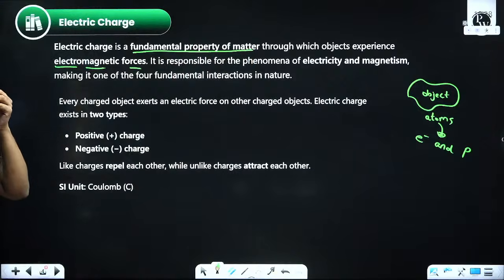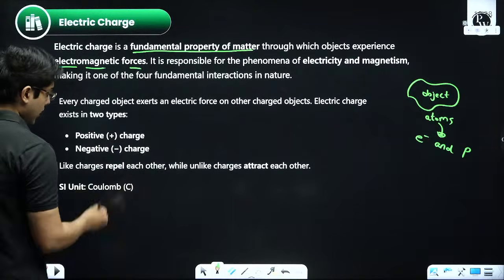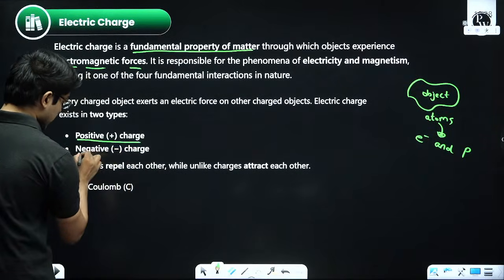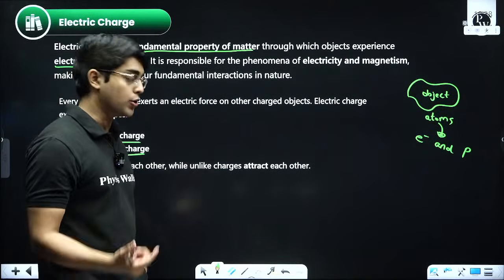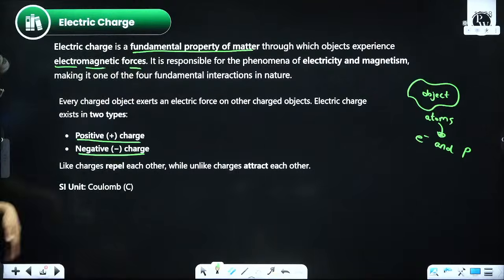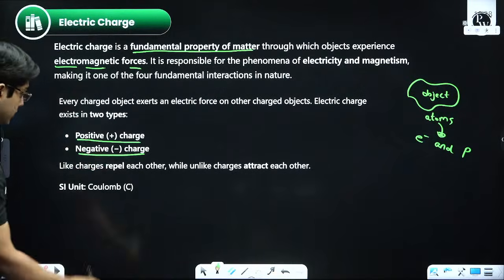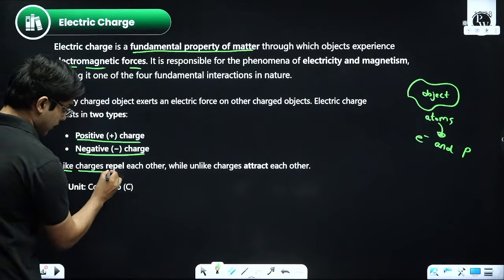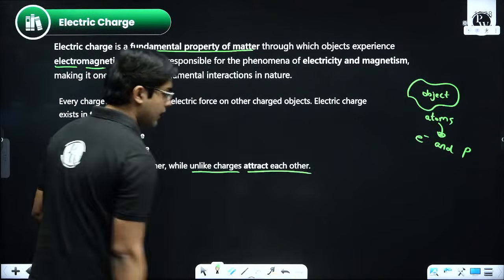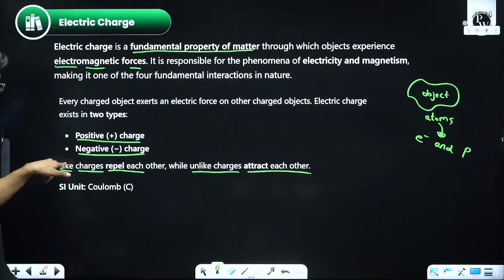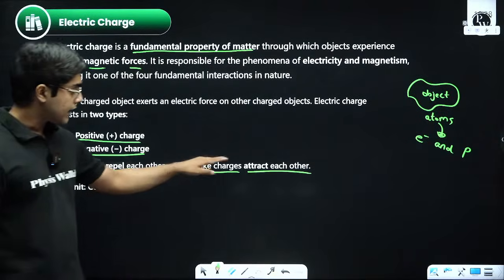And there are essentially two types of charge. If we say an object is charged, it can either be positively charged or negatively charged. The other is basically uncharged or neutral, which we will discuss. And this is the idea we discussed on the previous page. Like charges repel each other, and unlike charges attract each other. Like means they are of the same type, positive positive or negative negative, and unlike charges mean they are positive and negative.